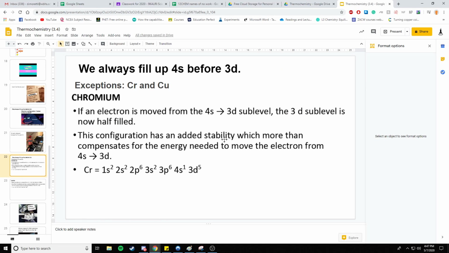This configuration has added stability, which means it's more stable, which more than compensates for the energy needed to move the electron from 4s to 3D. So this is the electron configuration for chromium, and it's a very common exam question. Notice our 4s subshell is only half filled with one electron there, and our 3D is half filled as well. This gives it extra stability. So if you can note this down for chromium, and also note down the electron configuration for chromium.